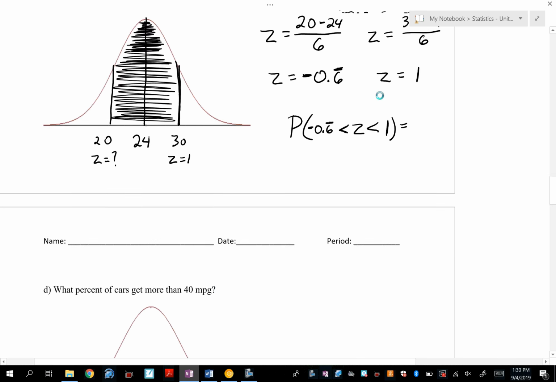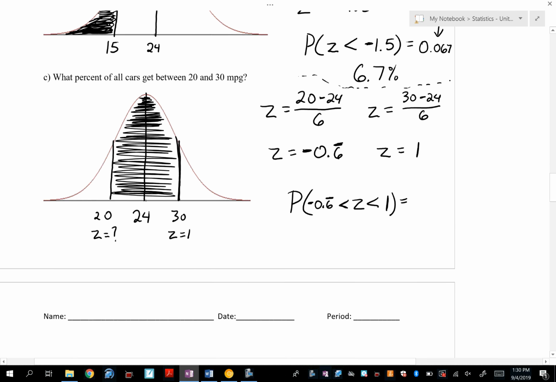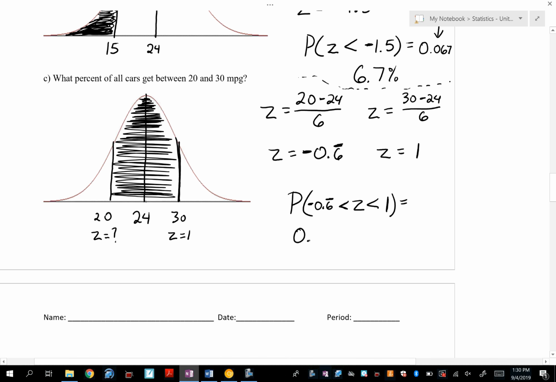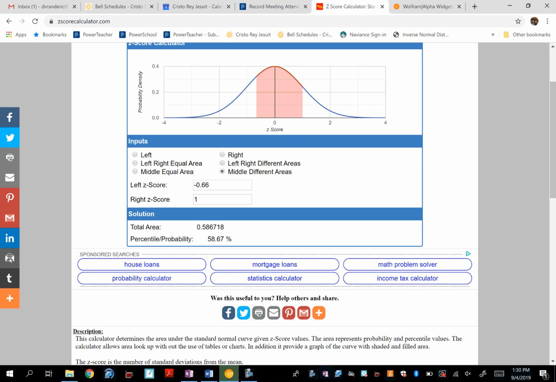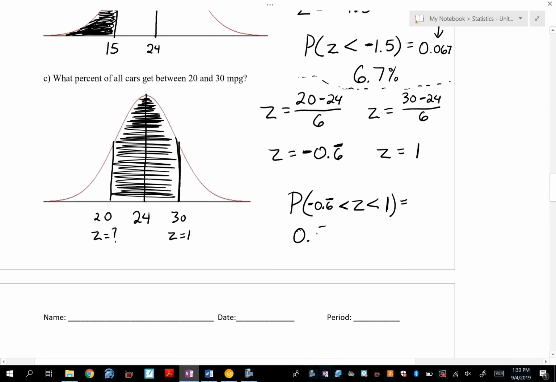Let's move on. Oh, I'm sorry, I just put the answer. What was it? 0.587, so 58.7%. But again, you can have something different. Totally fine. If you got something that's a little bit off, that's okay. Not a problem. Everybody good on finding the area that's shaded in the middle?